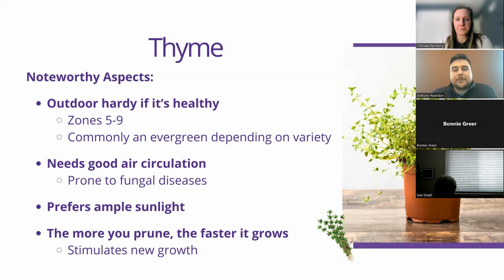And that's going to prevent moisture from essentially congregating in those spots and from fungal spores spreading, right? Prefers ample sunlight like all of our herbs do here. The more you prune with this one, the faster it's going to grow because those pruning cuts are going to stimulate new growth. So if you want a large mounding plant, go in there and start pruning the edges of those stems.